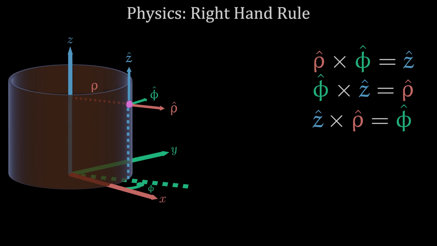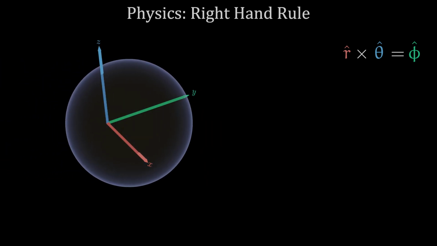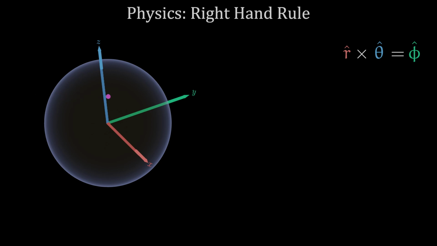The last common coordinate system in physics is the spherical coordinate system. This system is defined by r hat cross theta hat equals phi hat. We start with a Cartesian system again, we drop a sphere into the system and pick a point on the surface. Once again, we measure the angle phi, known as the azimuthal angle, from the positive x-axis towards the positive y-axis, and the unit vector phi hat is in the direction of increasing phi.